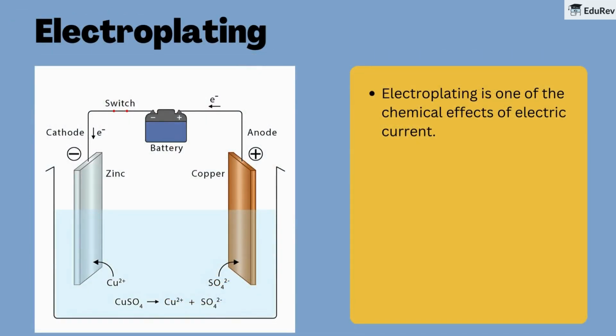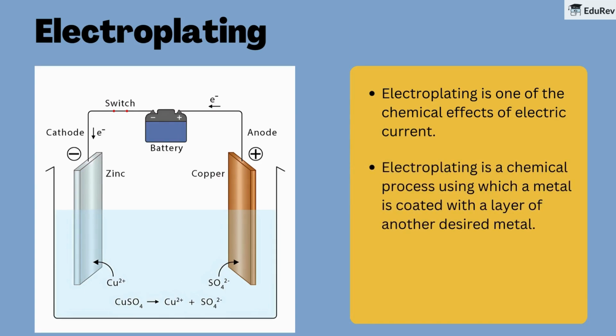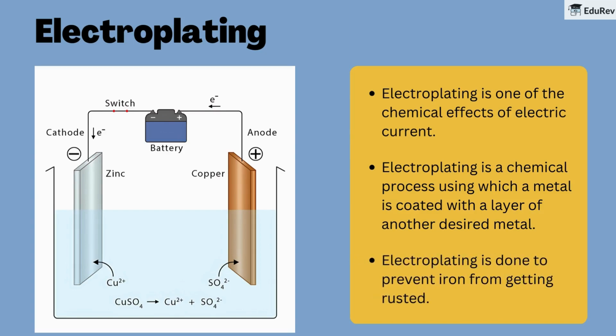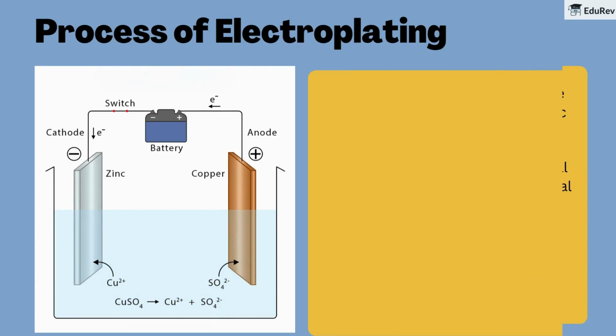Electroplating is one of the chemical effects of electric current. It is a chemical process using which a metal is coated with a layer of another desired metal. Electroplating is done to prevent iron from getting rusted. Here's how the process of electroplating works.